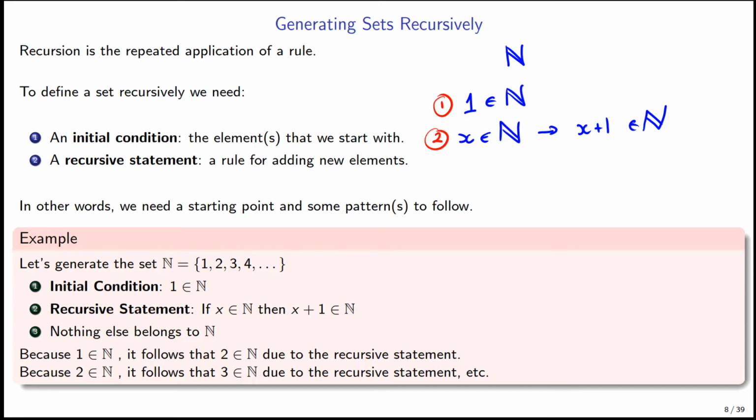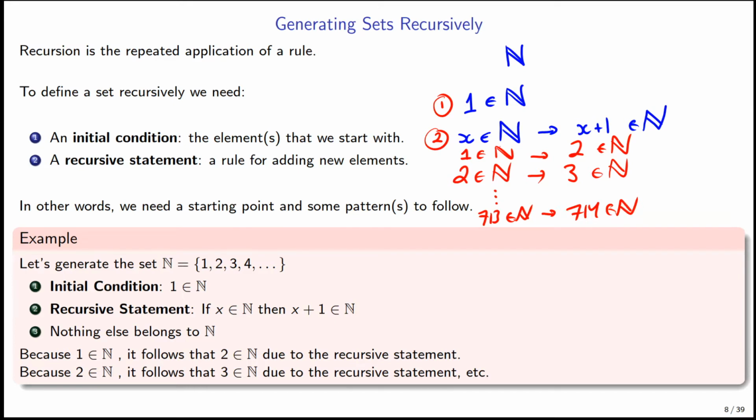Why? So here's our rule. Let's put our rule in action. If 1 is an element of the natural numbers, then our rule says that x plus 1, so 1 plus 1, which is 2, is an element of our natural numbers. Now we can use the rule again. Because 2 is an element of the natural numbers, then we find that 3 is an element of the natural numbers. And we just keep on using this rule forever and ever. So if we keep going, we get like 713 is in the natural numbers, therefore 714 is in the natural numbers. And that just keeps going infinitely. So that gives us our entire set where N starts at 1 and builds all the way up infinitely.